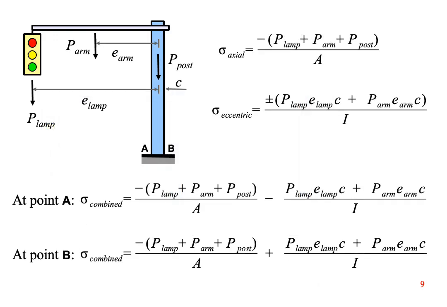Of course, in the real world, the arm and the post also weigh something. Now we have two eccentricities, one for the lamp, the other for the arm. There's no eccentricity for the post because the weight of the post runs along its centroidal axis, so e would equal 0. The axial component of stress includes all three weights.